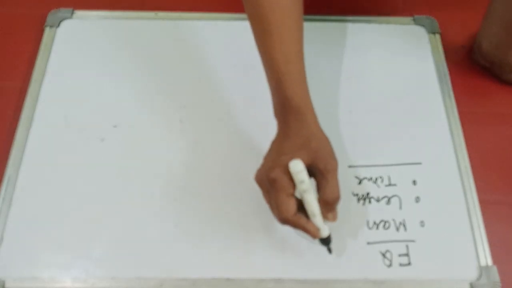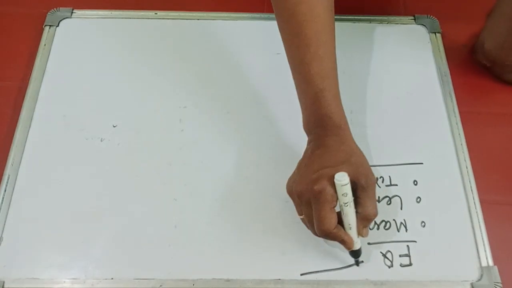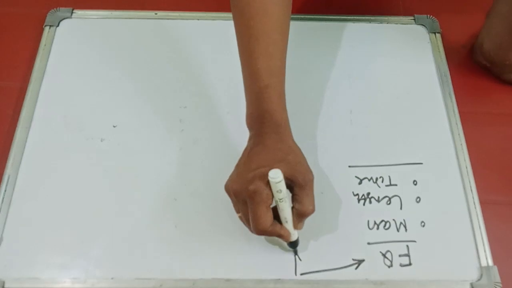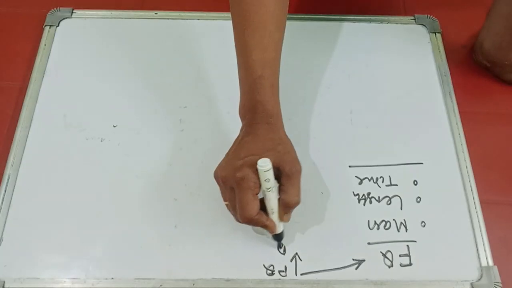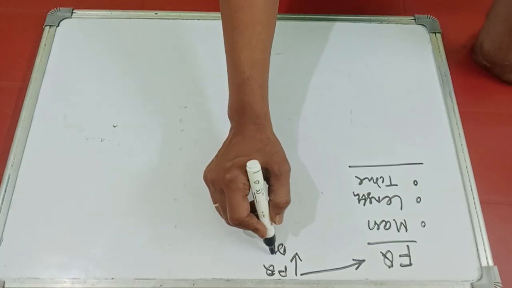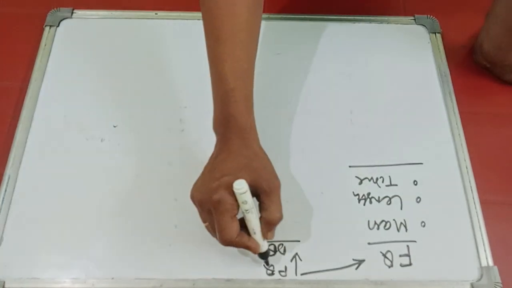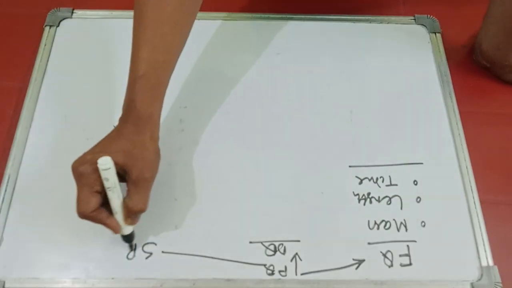Now we have three types of physical quantities. One is fundamental quantities, the other is derived physical quantity, and the third one is supplementary physical quantity.